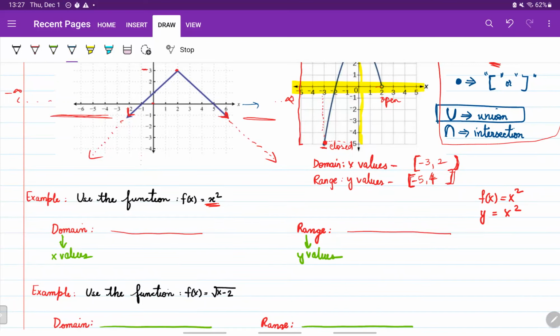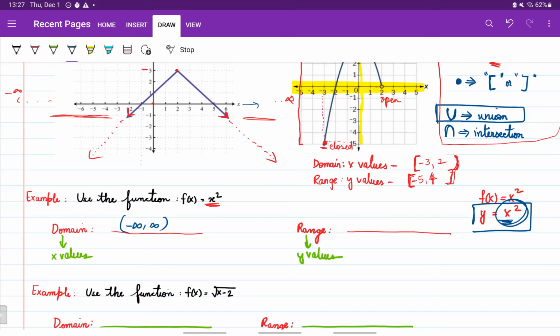So what would the domain be? Domain is all the x values. So what all values can x possibly take for this function to be a valid function? It would be all the numbers, right? It would be all real numbers. So it would be from -infinity to infinity. So that would be our domain. That is all the values that x can take. So there's no value that x cannot take here in all the real values.